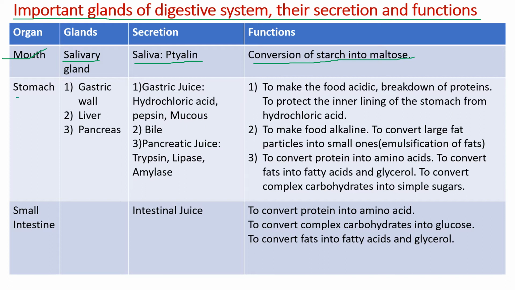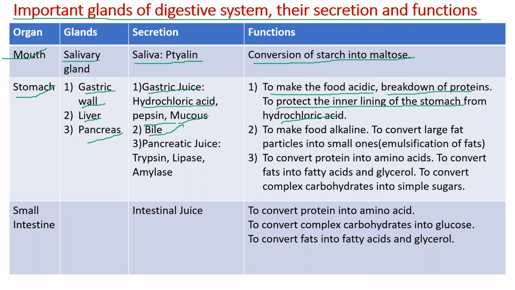Next organ is the stomach. There are three different glands in this case: gastric wall, liver, and pancreas. Let us go through one by one. For the gastric wall, gastric juices like hydrochloric acid, pepsin, and mucus are secreted. Its function is to make the food acidic, break down proteins, and protect the inner lining of the stomach from the hydrochloric acid.